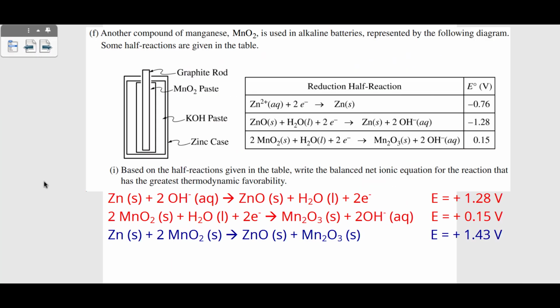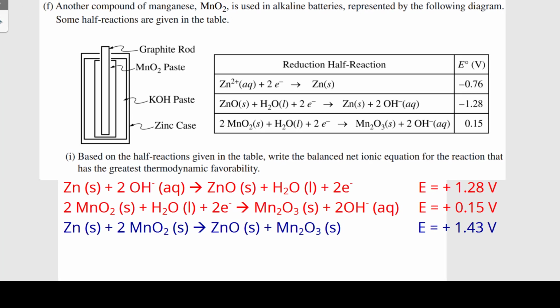Well, part F goes a totally different way with manganese, and it switches to an electrochemistry problem. And you can see how they gave us 3 half reactions in this little table. And in part 1 of F, they want us to figure out the balanced net ionic reaction for the greatest thermodynamic favorability, which means we want the highest, most positive E value overall, which means we have to flip the most negative. We got to flip one reaction.